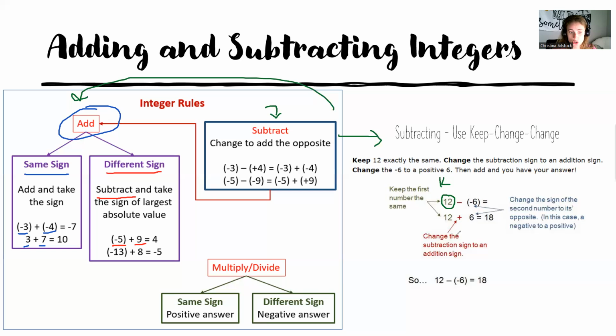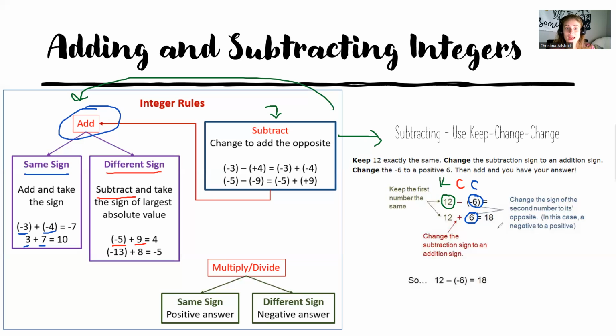You change your subtraction sign here to become a plus sign. And then you also have to change the sign of the second number to be its opposite. So in this case, it was a -6. So the opposite of a -6 is a +6. Now that we've done that, you can follow the rules of adding, and it's a little bit easier.